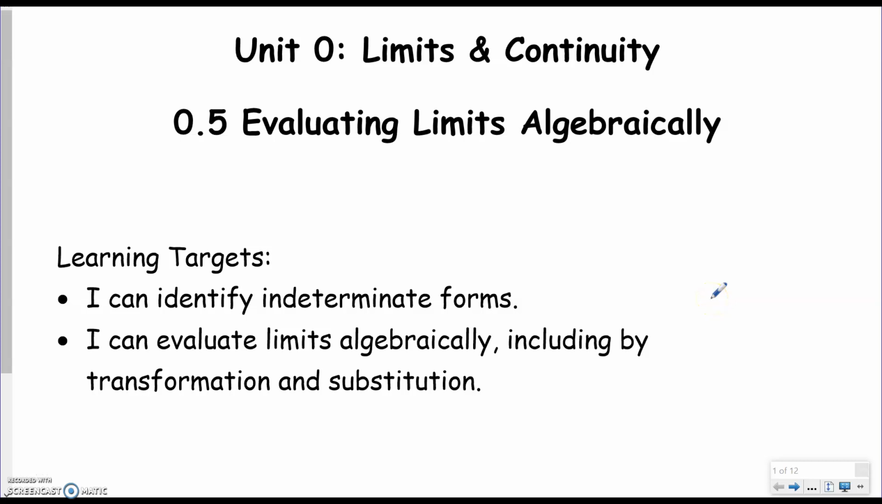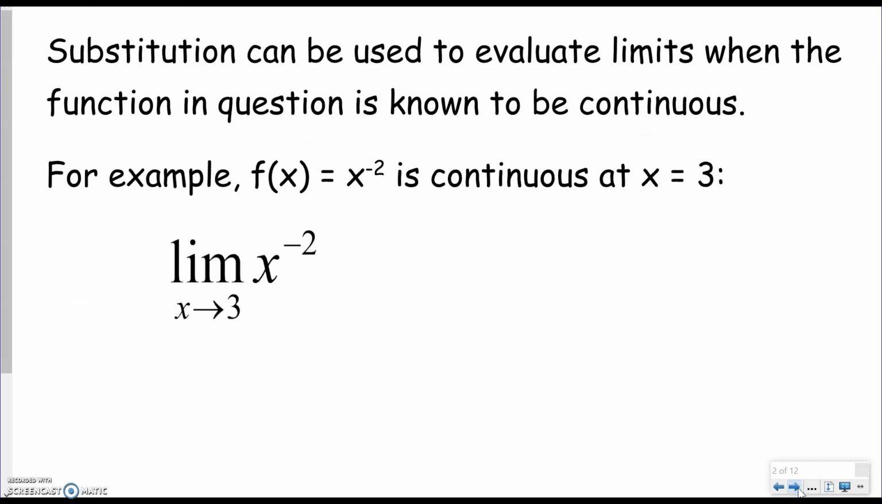Okay, good morning. We're going to continue on and talk about different ways to evaluate limits algebraically when substitution doesn't work. That talks about indeterminate forms and how to transform and substitute when we do have indeterminate forms. So just to review, substitution can be used to evaluate limits when we know it's continuous.